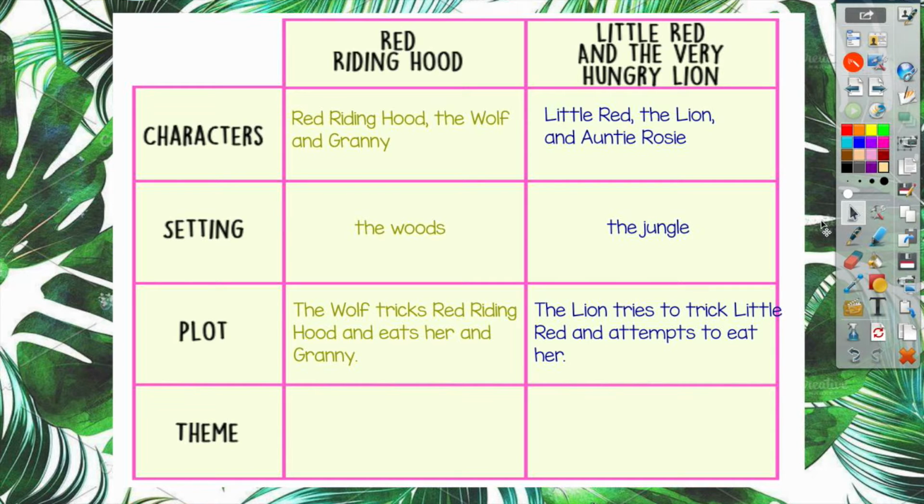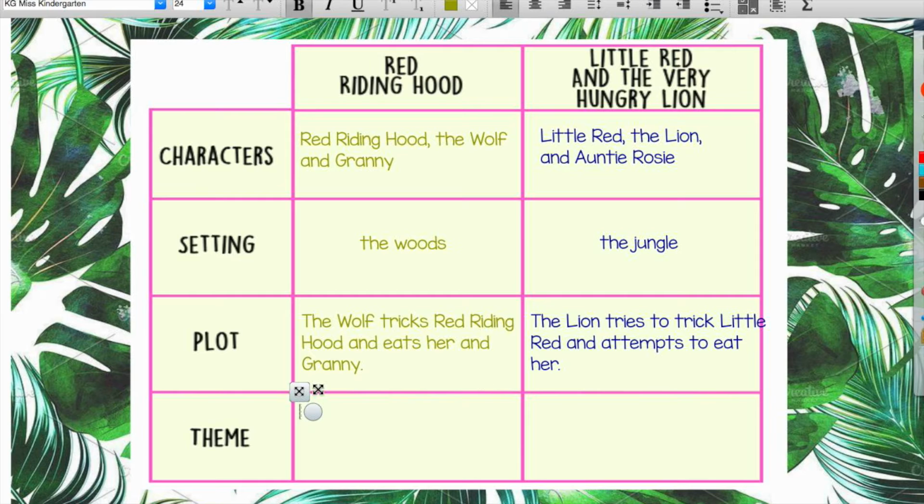Lastly, we need to think about the theme in these two different stories. Remember, the theme is the message or the lesson that we learned from the story. In this story, Red Riding Hood believes that the wolf is actually her granny. Through this, I realized that people are not always what they seem. So I'm going to write that down for my theme of my first story. People are not always what they seem.